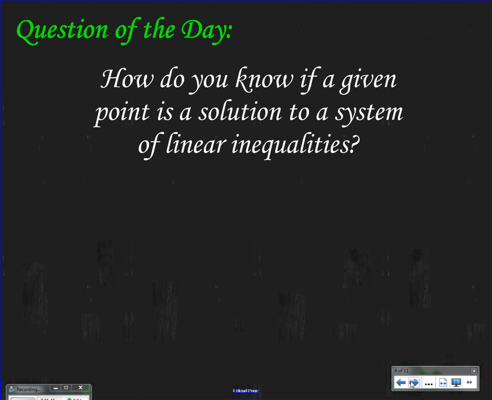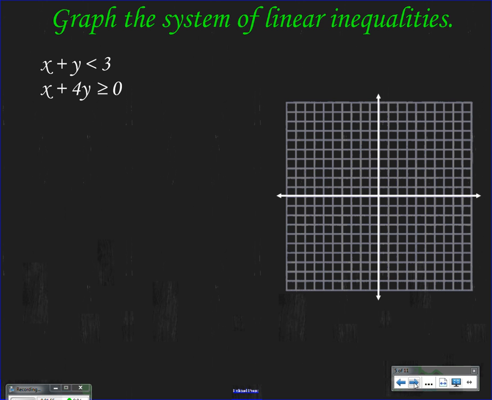And this is very important because on our new CRTs, this is a big point. Be able to look at a graph and interpret it. So here we go. So we're going to graph it. In order to graph them, we have to put them into slope-intercept form, just like we did when we were graphing equations, only this time we have an inequality sign.